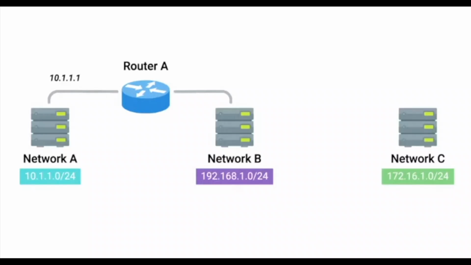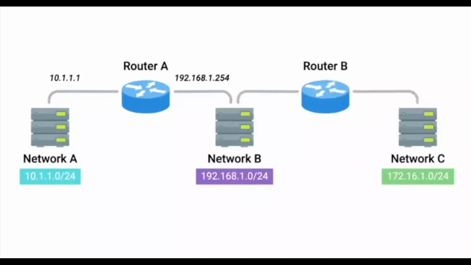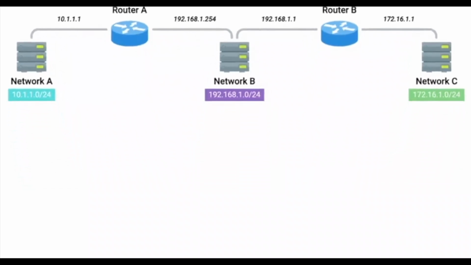10.1.1.1 on network A and an interface at 192.168.1.254 on network B. There's a second router, router B, which connects networks B and C. It has an interface on network B with an IP address of 192.168.1.1 and an interface on network C with an IP address of 172.16.1.1.